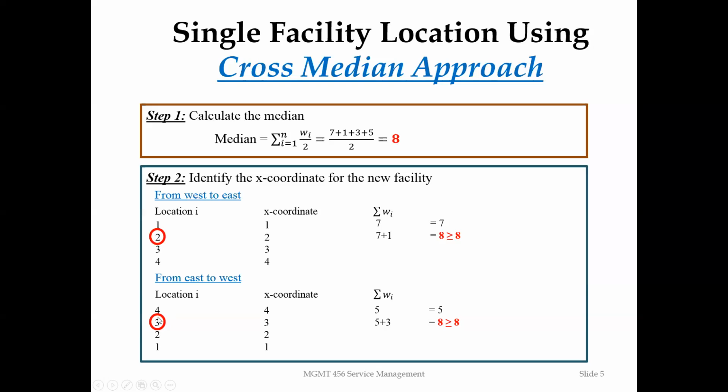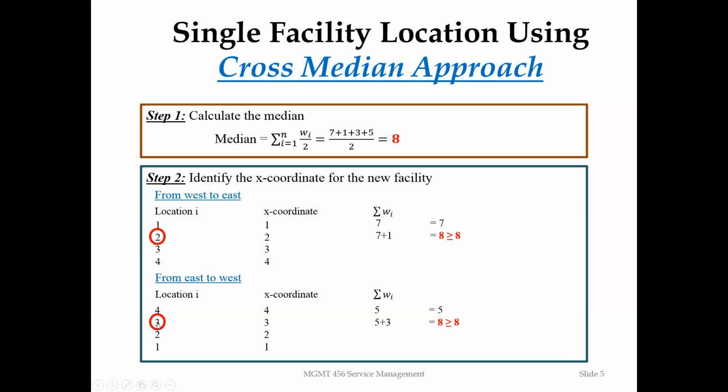Now let's look at these 2 locations we just identified: location 2 and location 3. Are they the same? Of course not. Location 2 and location 3 are not the same location. So that means now we have the x coordinate for the new facility. The x coordinate for the new facility should be anywhere between location 2 and location 3. That's how we identify it.